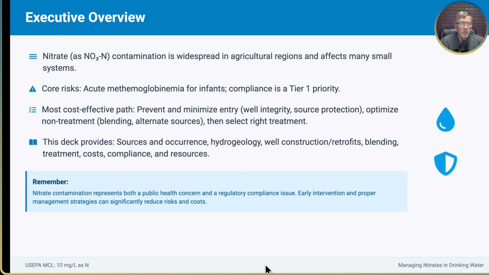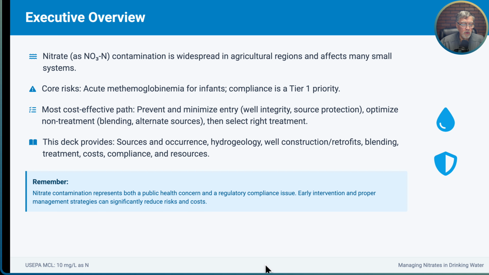So we want to optimize our non-treatment options and save on costs. If we can do blending or alternative sources, that's going to be the way to go. We're going to talk more about that. And then we want to select the right treatment. So basically, what we're going to talk about today is sources and occurrence, the hydrogeology, well construction, any retrofits to fix any problems at the wells, blending, treatment, cost, compliance, and resources.